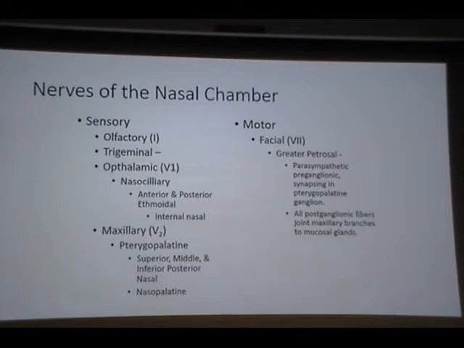What's motor? Why do I have the facial under motor? Why is that motor? And what kind of motor is it? GVE, autonomic. Remember, the autonomic nervous system is defined two ways. One, as strictly a motor system, and two, as a two-neuron system. Preganglionic neuron, postganglionic.